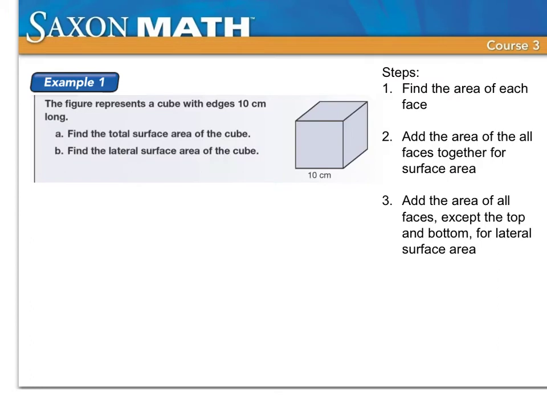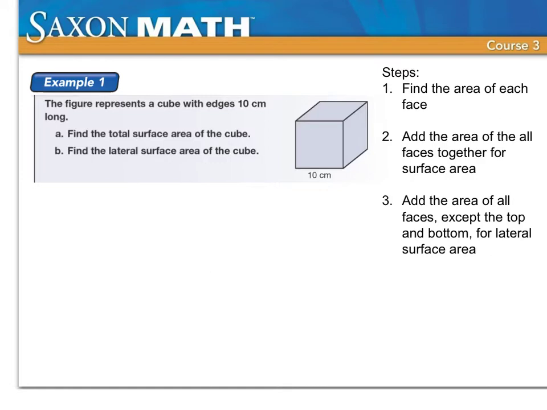Okay, here's example 1. Example 1 says the figure represents a cube with edges 10 centimeters long. And we want to find the total surface area of the cube and the lateral surface area of the cube. Okay, and we've got our steps right over here. Our first step is to find the area of each face. A face is each side of the cube.